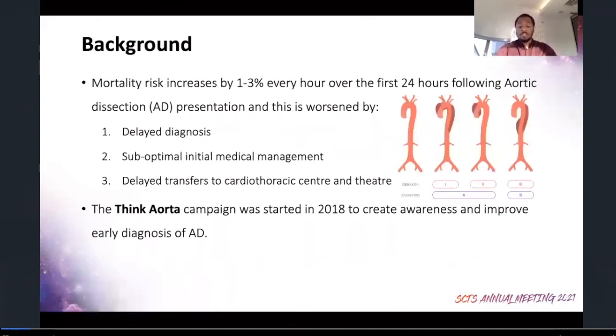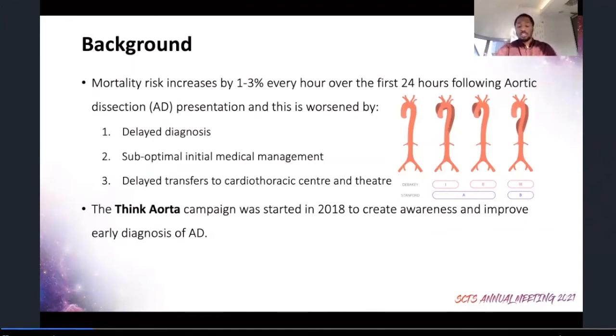The risk of death increases by up to 3% every hour in the first 24 hours following an aortic dissection presentation. Even though surgical advancements have greatly improved AD outcomes, we are still seeing high mortality rates. We identified 3 factors contributing to this trend. First, a delay in diagnosis. Second, a suboptimal initial management. And third, a delay in the transfer from the A&E to the theaters.